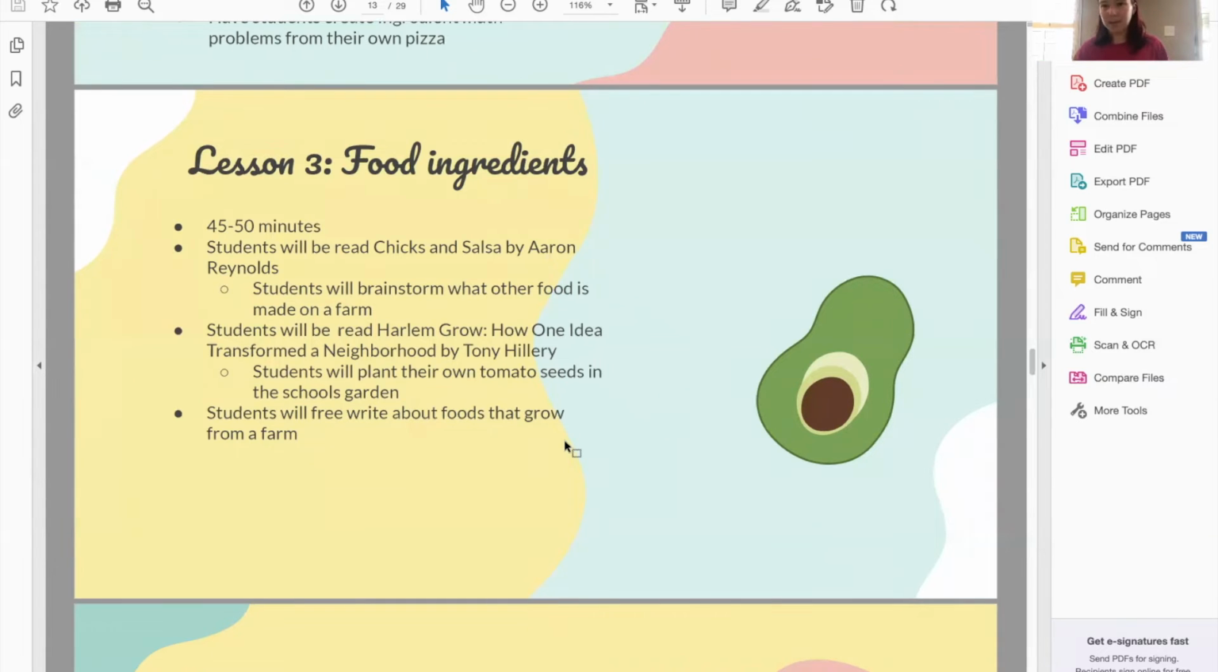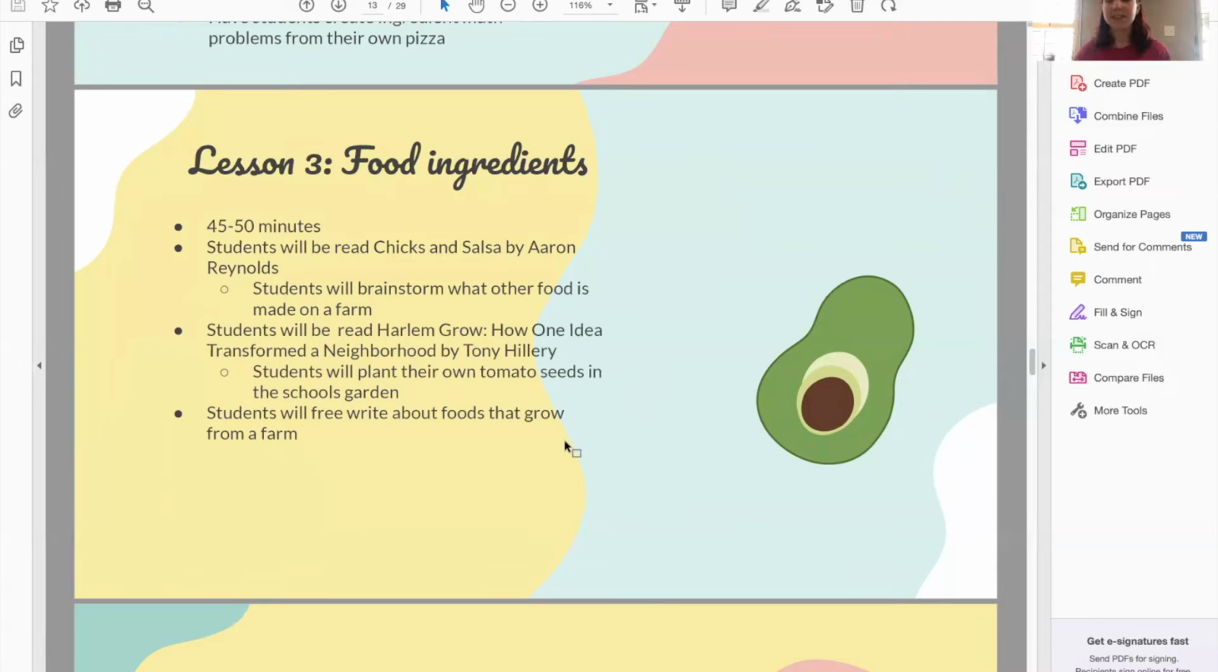And so in that book, they learn that the chicks can make salsa from the farm that they're on. So students will brainstorm other food that could be made on a farm. Then we will read Harlem Grown: How One Idea Transformed a Neighborhood by Tony Hillery.